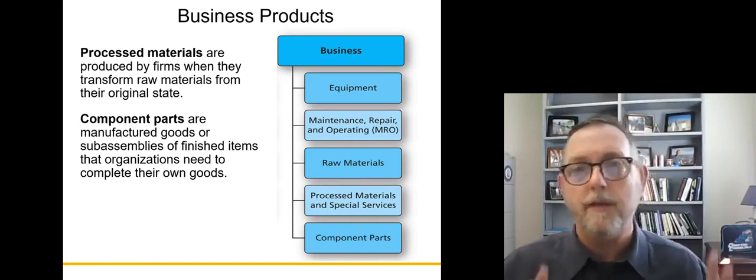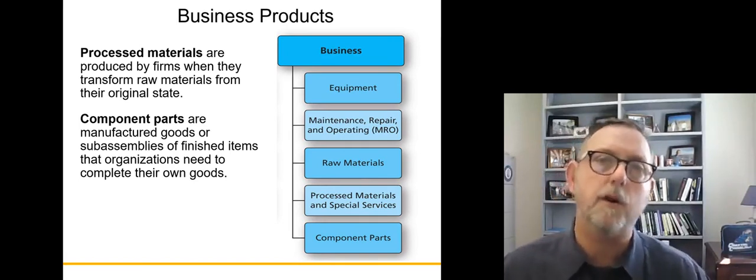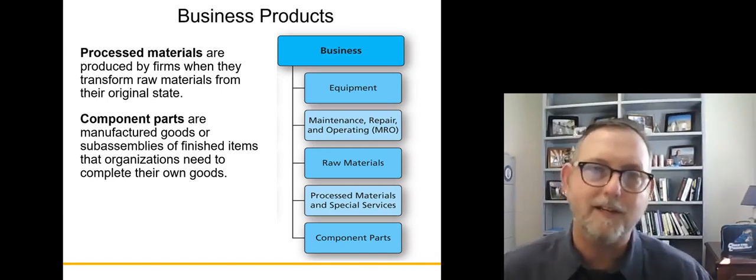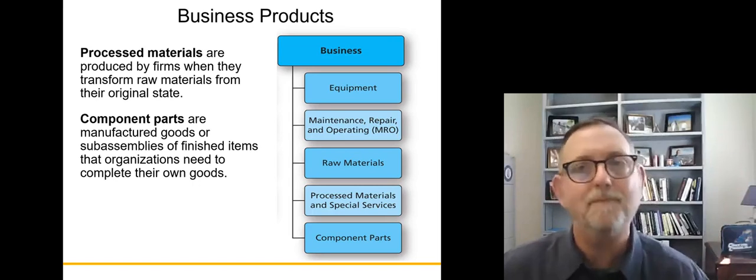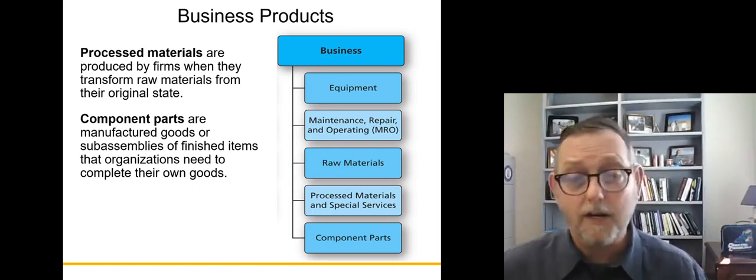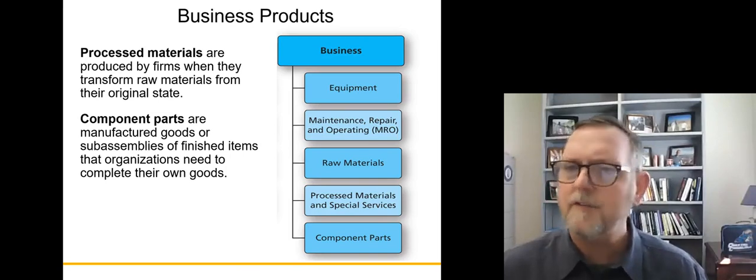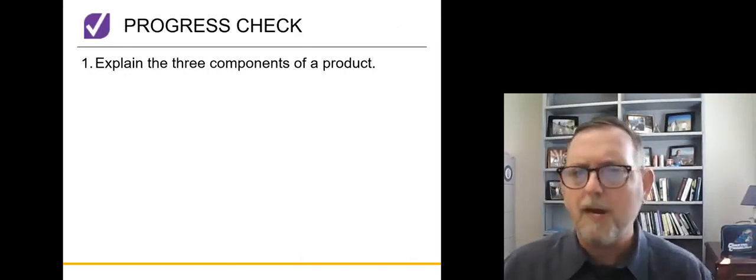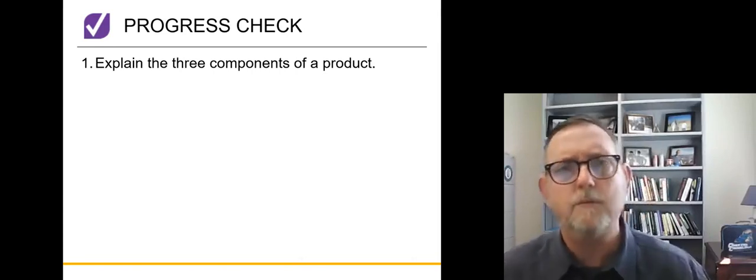Okay, so that's what a component part is. It's a piece that's already been manufactured, it's all been produced, and we're inserting it into our product in order to make value, right? All right, so there's 5 different business product categories, 4 different customer categories. Here's the wrap up. We want to wrap this up.